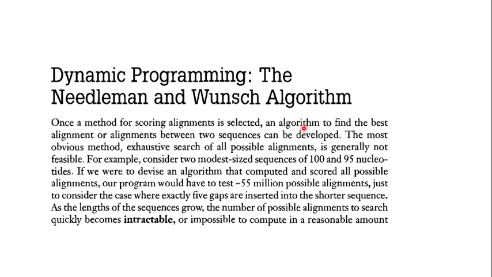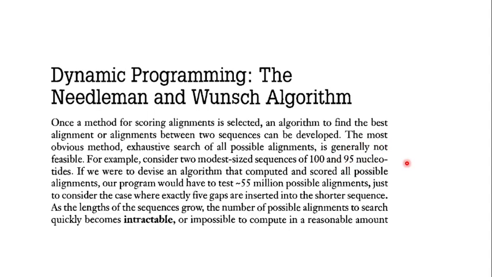Once a method for scoring alignment is selected, an algorithm to find the best alignment between two sequences can be developed. Suppose one sequence has 100 nucleotides and the other sequence has 95 nucleotides. As this is the smaller sequence, we will insert 5 gaps in it so that both become 100 nucleotides.